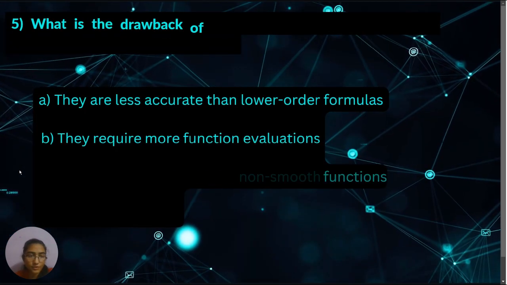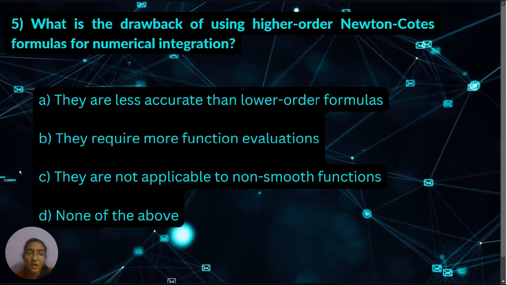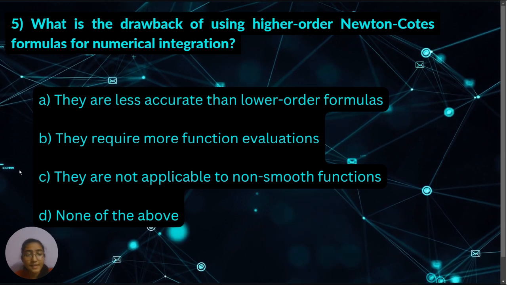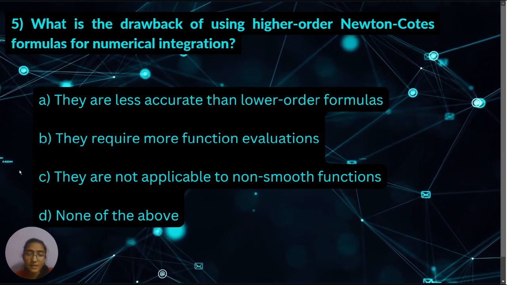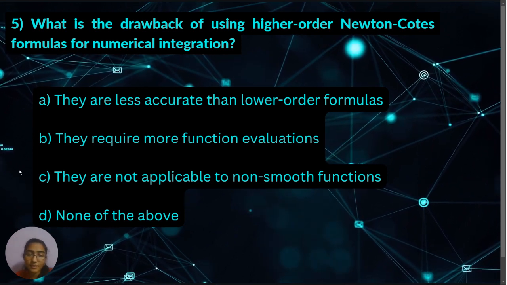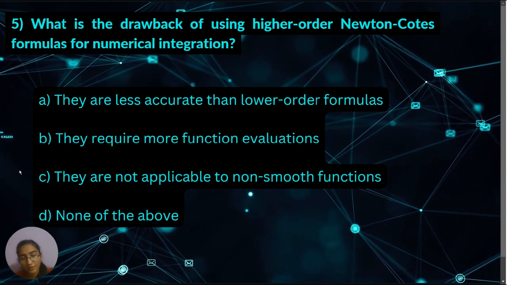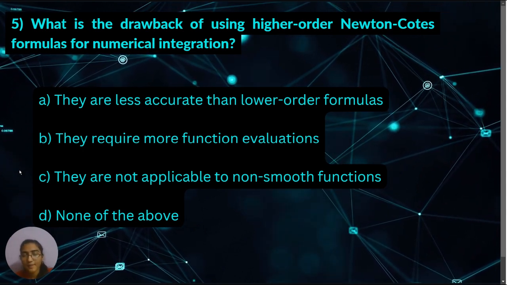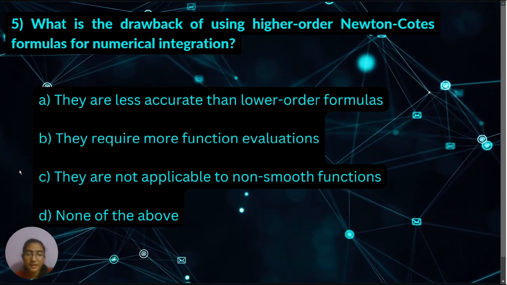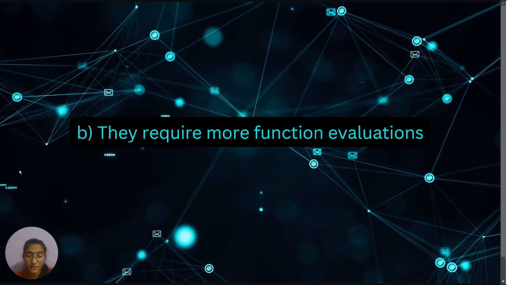So let's jump on to the next question. The next question is, what is the drawback of using a high order Newton-Cotes formula for numerical integration? Our options are: A, they are less accurate than lower order formulas. B, they require more functional evaluations. C, they are not applicable to non-smooth functions. Or D, none of the above. You can take your time and guess the answer or pause the video. So the correct answer is B, they require more function evaluations.